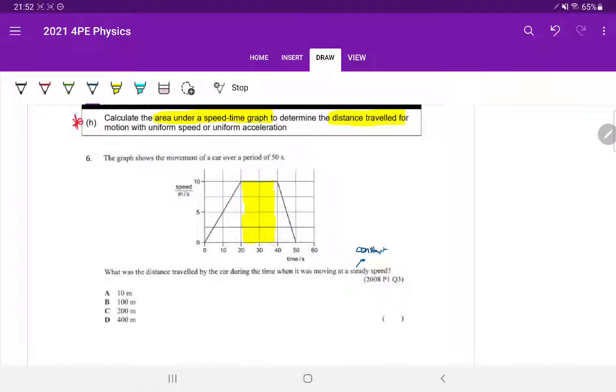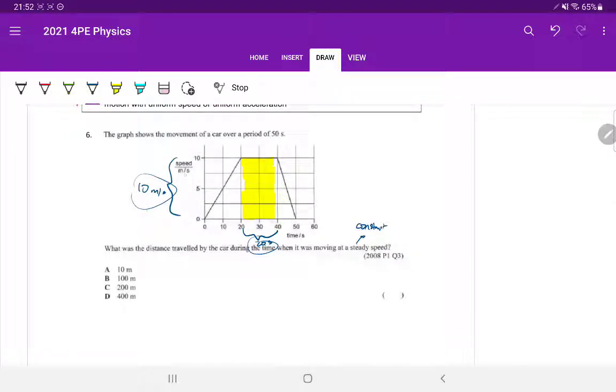So what is the length? The length here is 0 to 10, so this is 10, and then this is 20 to 40, so this is 20. Okay, I'm going to write down the units here because I want to show you something. Again, this is something that you can use your units to verify whether you're remembering correctly. If you're going to find the area, you take this 10 meters per second times 20 seconds, right?